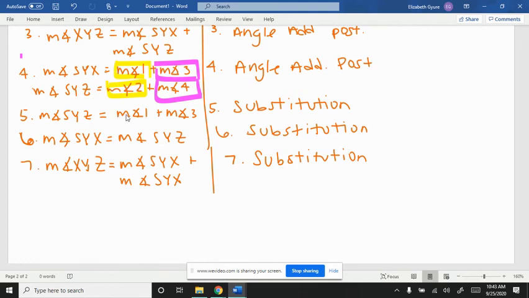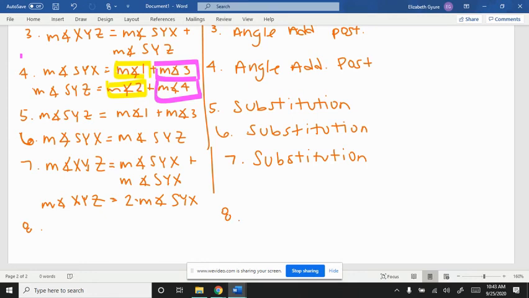All right, so now what was the point of this? Well, isn't adding something to itself the same thing as multiplying by 2? So I'm actually going to convert that. And you can convert that in the same step or in separate steps. It's up to you. I'm going to say that the measure of angle XYZ equals 2 times the measure of angle SYX. I'm just going to do that all in the same step because that's also technically substitution.